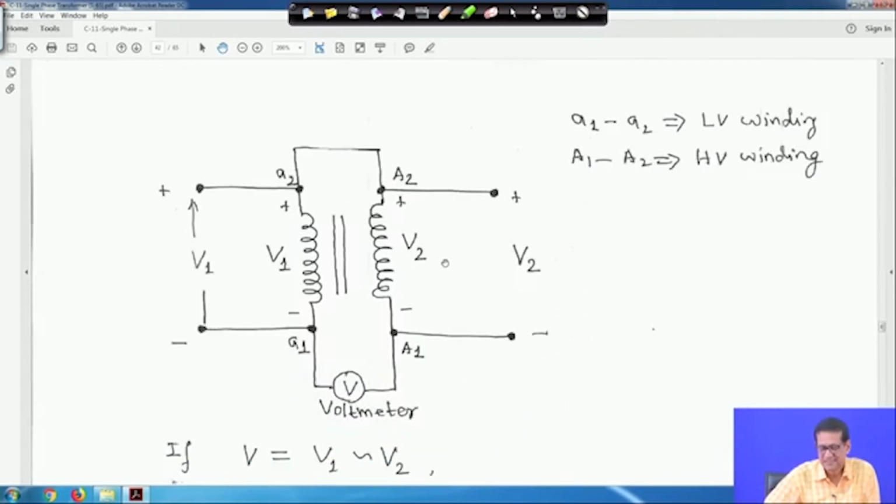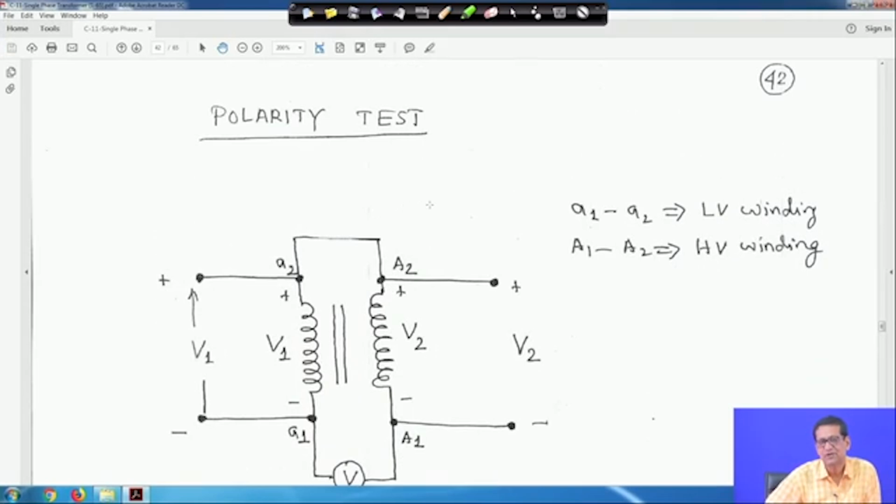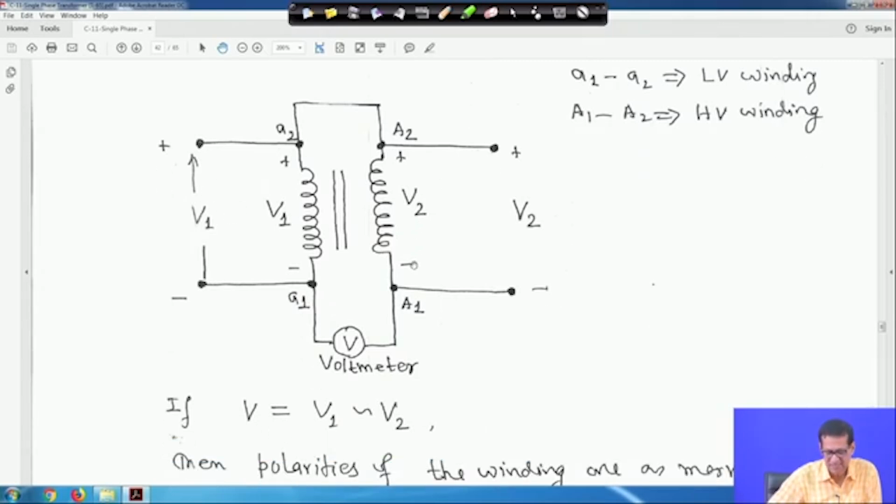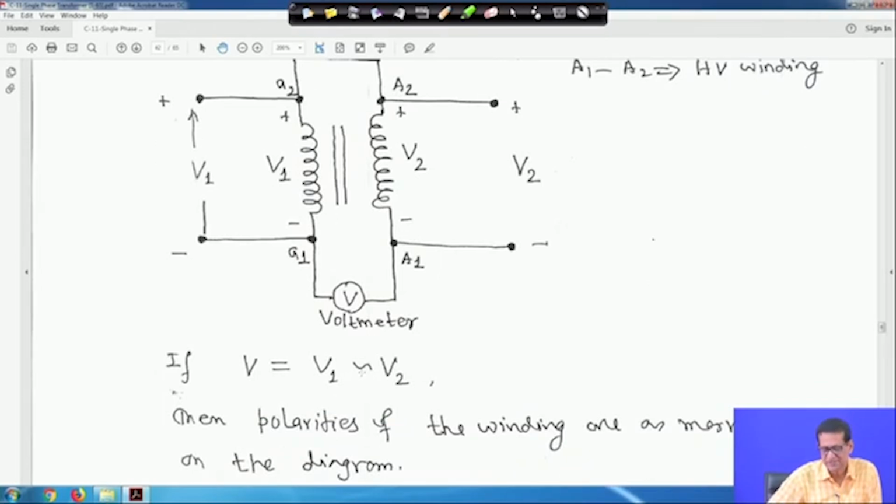Next is polarity test. Here is how we test the polarity in the laboratory. Suppose this is the polarity test. A1 A2 is the low voltage winding and capital A1 capital A2 is the high voltage winding. Suppose the polarity is marked like this: small a2 is plus, here it is minus, capital A2 plus and capital A1 minus. This voltage is V1 and this is V2, and one voltmeter is connected across capital A1 and small a1, with the polarity marked the way it is. Now, V1 is a difference operator, and V2, right.